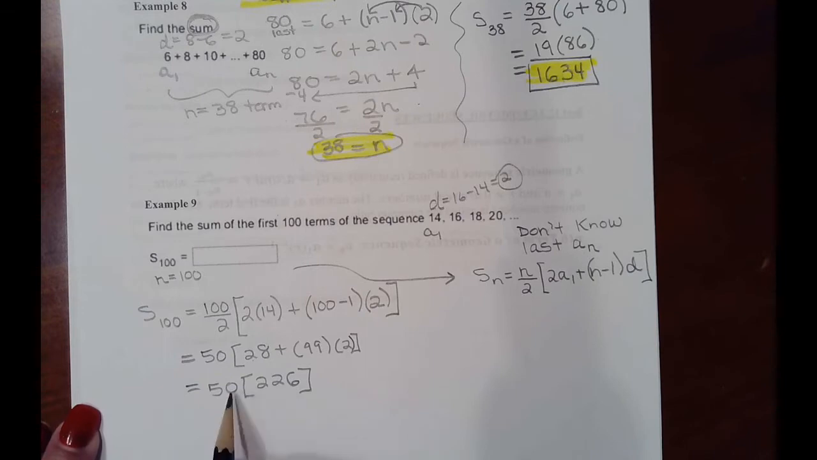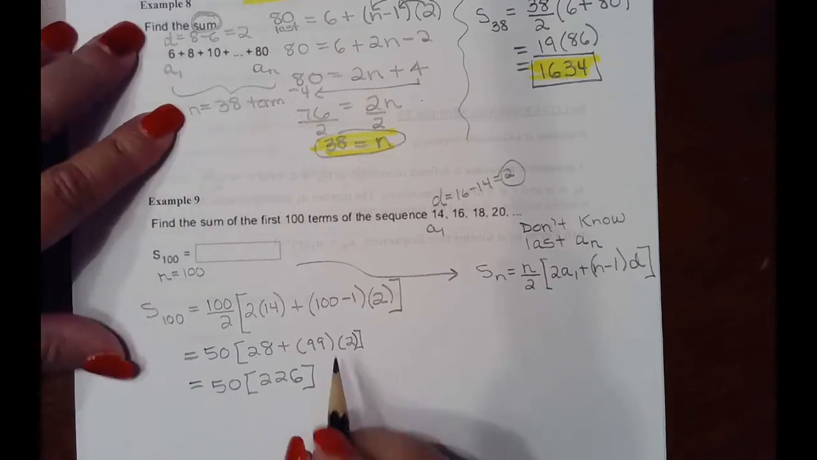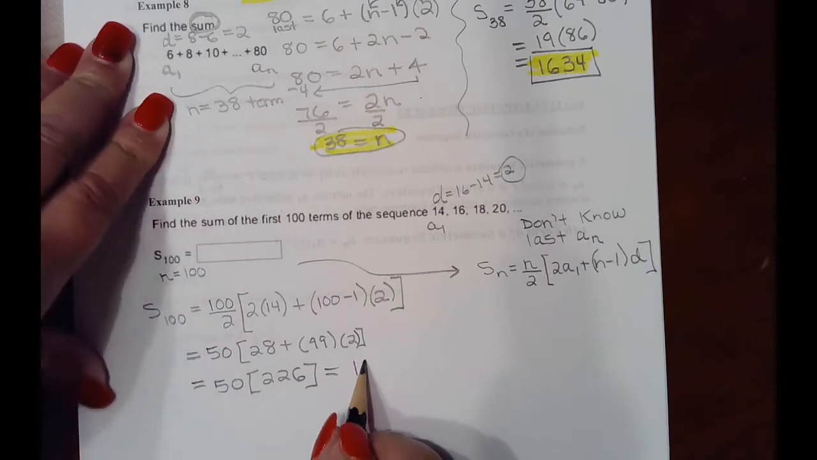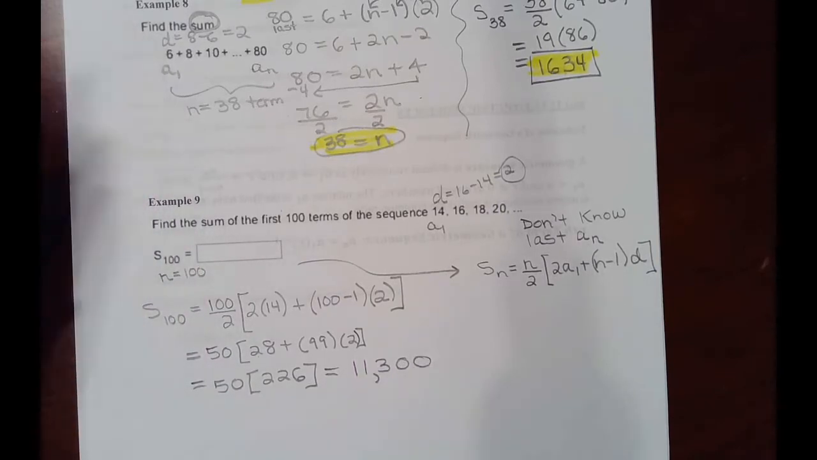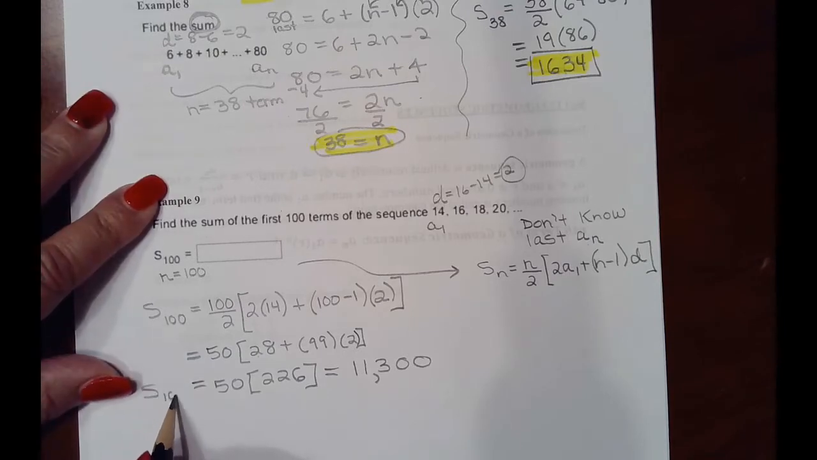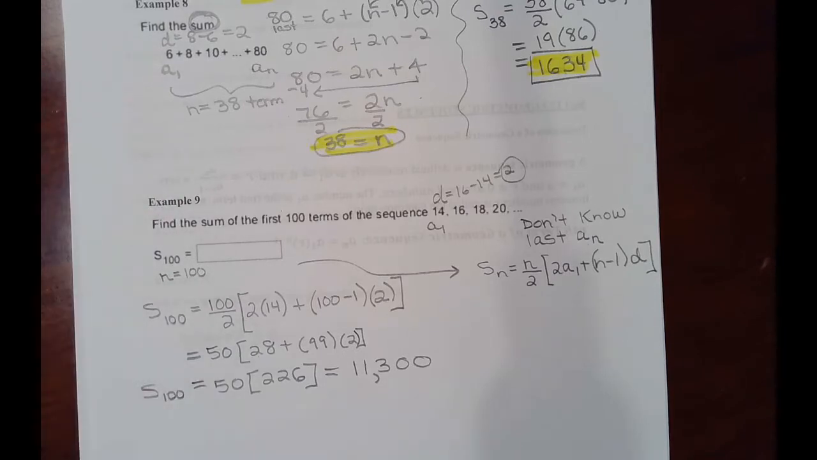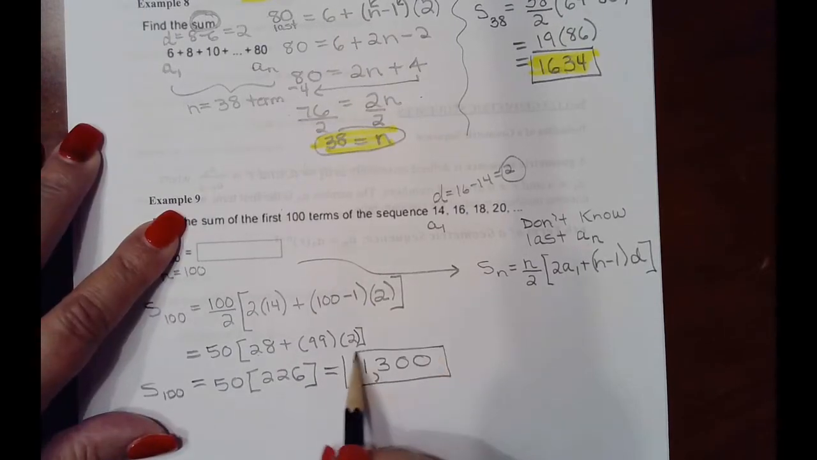And then multiplying 226 times 50, I get 11300. Okay, that is the sum of the first 100 numbers in the sequence. Okay, that's the final answer there.